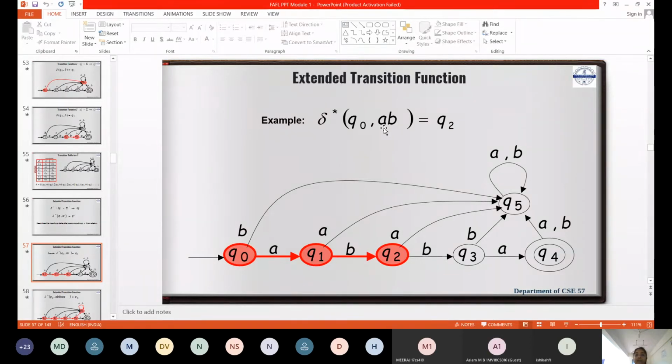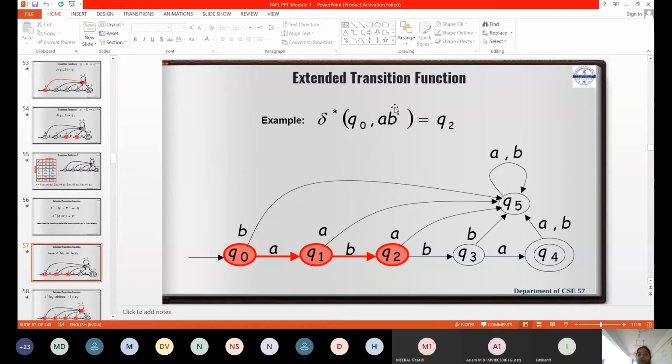Actually, this is a DFSM. So if I give AB, you see that AB is not an input character. It is a string, right? AB is a string. So that's why delta star. So if it is like this, what do I have to do first? First, I have to apply the input A on Q naught. I have to scan the input from left to right. So Q naught on A, where do you go? Q1. So now till here, from Q naught on A, my output is Q1.